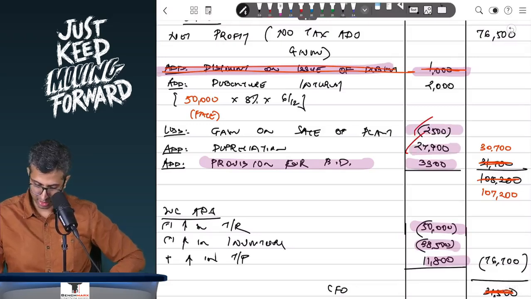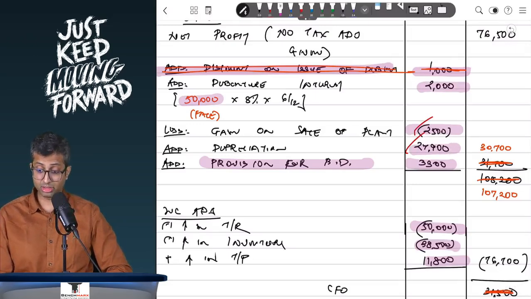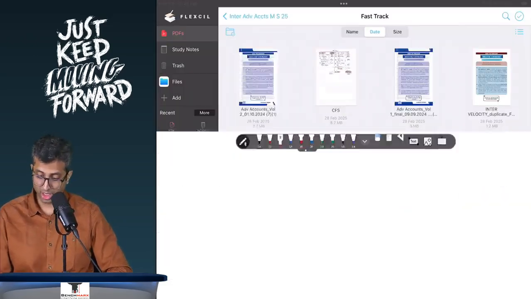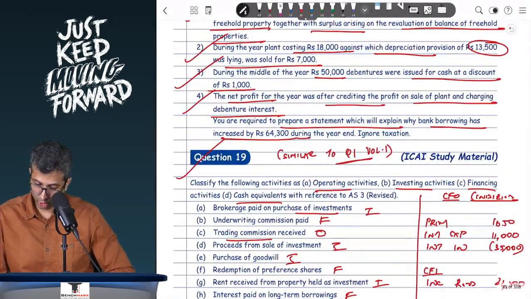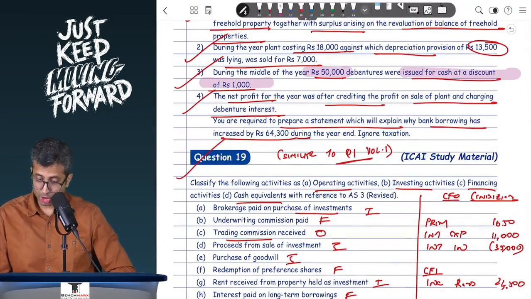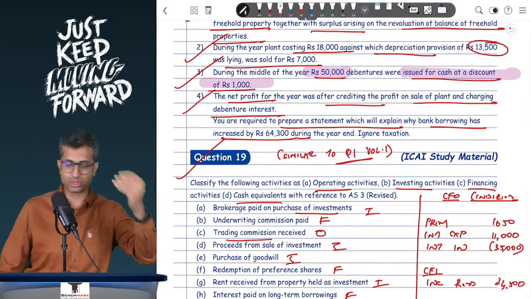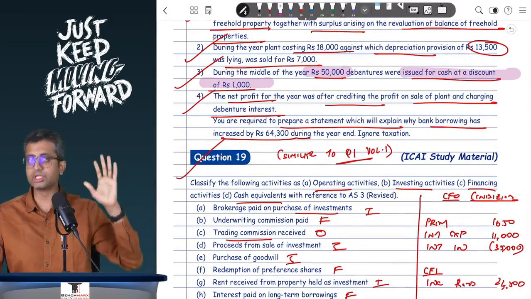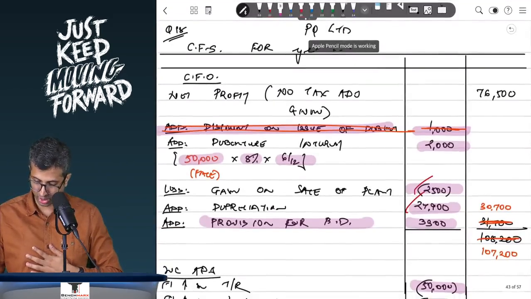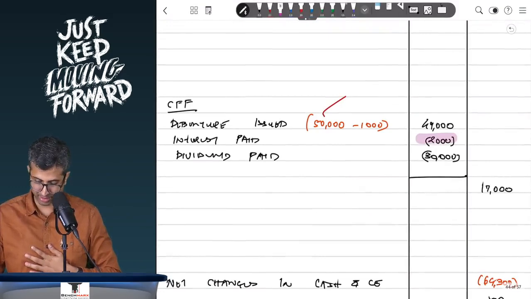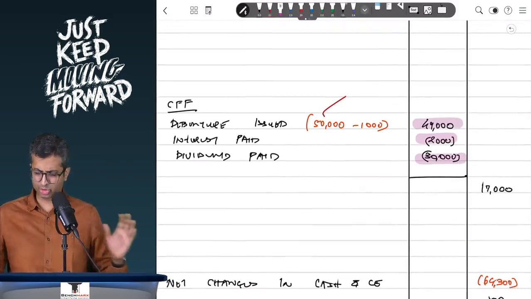Depreciation added back. Debenture interest must be middle of the year. Debentures का data दिया हुआ है. You have been told that at the middle of the year, during the year 50,000 debentures were issued. So debenture interest will be 50,000 on face value into 8% into 6 by 12, and hence that will be around 2,000. That is 2,000 over here, and 2,000 will be taken in the payment. Other than dividend paid and debentures issued, and that is about it.